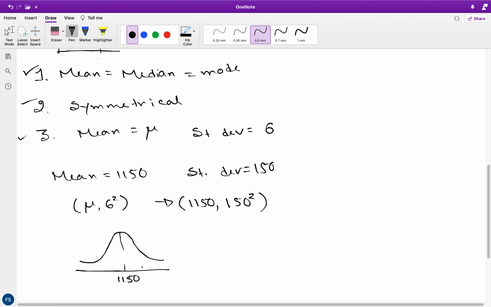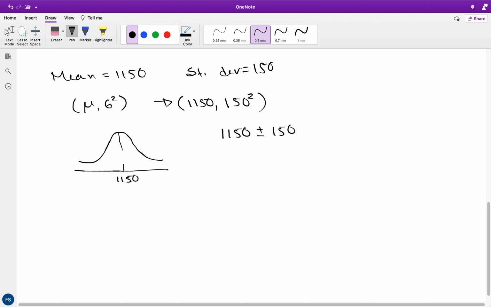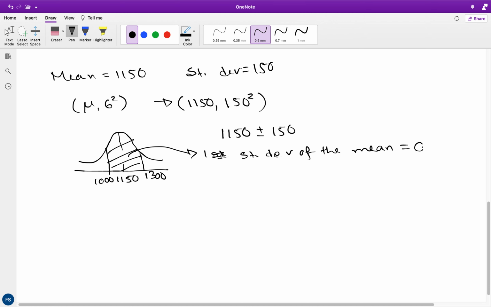Now, if I ask you to draw one standard deviation of the mean, you're going to plus minus 150 from it. So if you add 150 to 1150, you're going to get 1300. And if you subtract 150 from this, you're going to get 1000. This is one standard deviation of the mean. So we call this the first standard deviation of the mean. And if you calculate the percentage of this, it's always going to be 68% all the time.